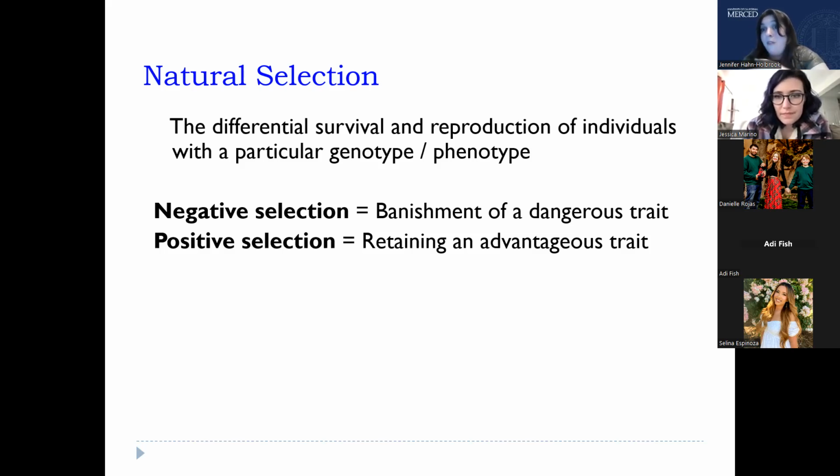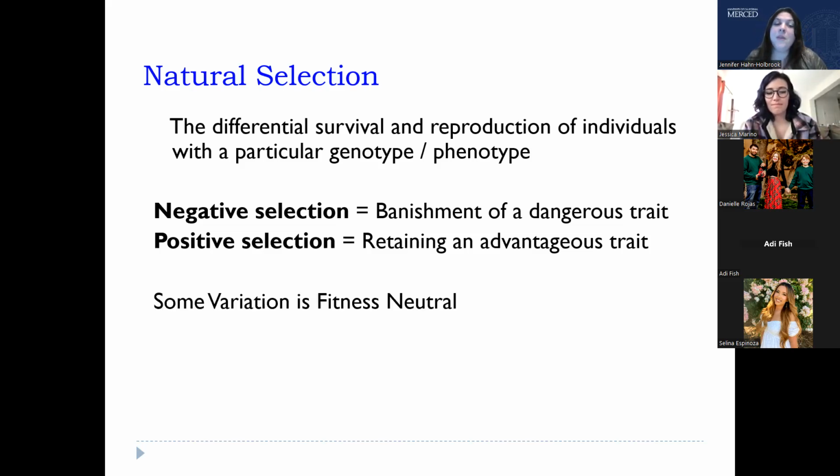So it gets selected out very, very fast in the absence of these other three problems, which I'll tell you about later. But it can also lead to positive effects. If you have a 1% advantage in surviving and reproducing offspring, 100 generations later you are hugely over-represented. Modeling by Andrews and Williams shows that just a little advantage gives a huge advantage over generations. But some variation is fitness neutral.